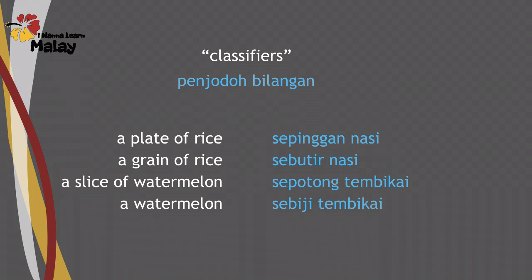And the last one, even though there are no classifiers in English, in Malay we still have classifiers for whole pieces of fruit or item. In this case, a watermelon in Malay is sebiji tembikai. So these are just examples. You may ask, how are you supposed to know which classifier is matched with which object? So we'll have two lessons taking a deep dive into identifying classifiers or penjodoh bilangan in Malay.